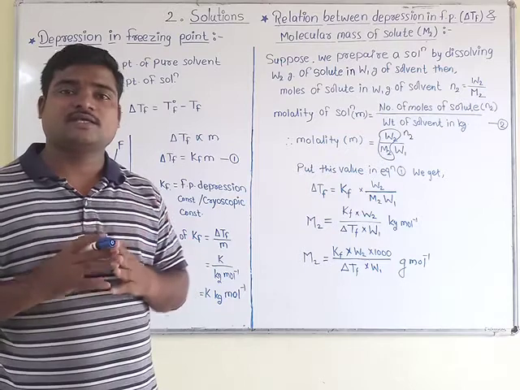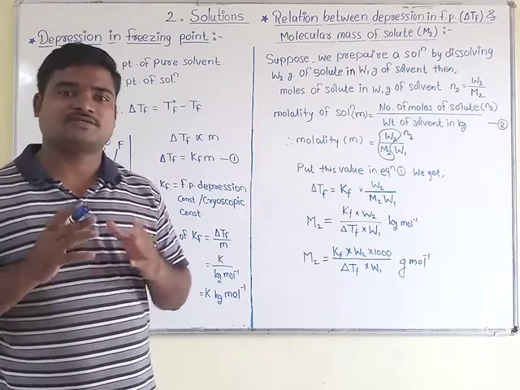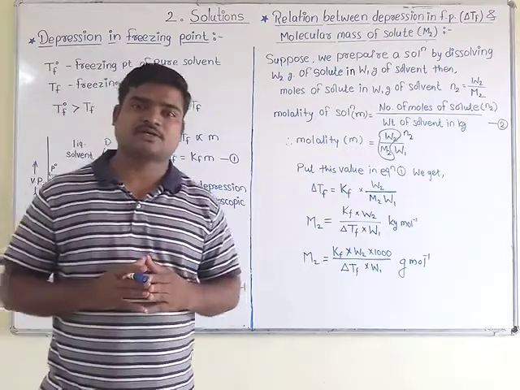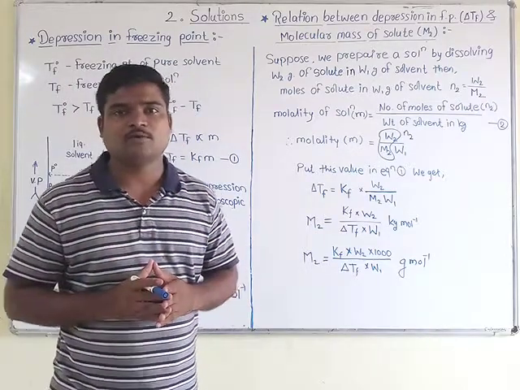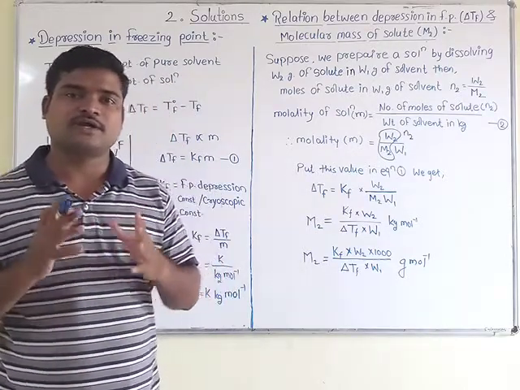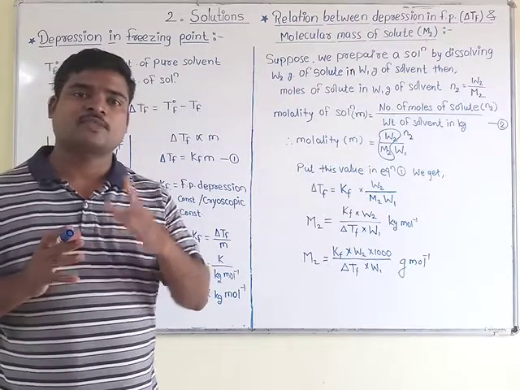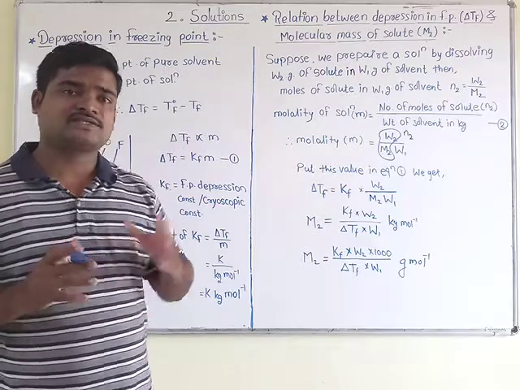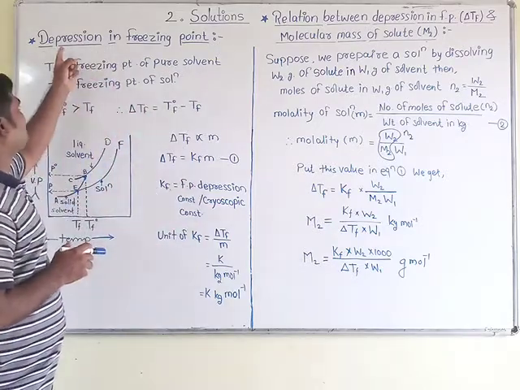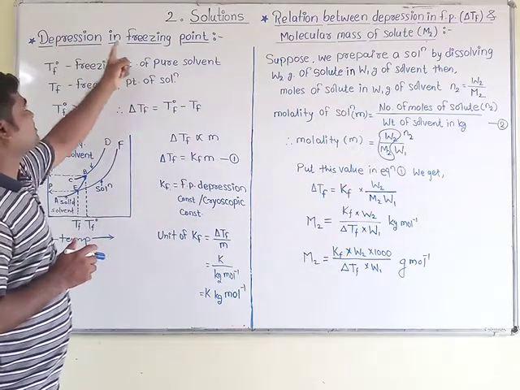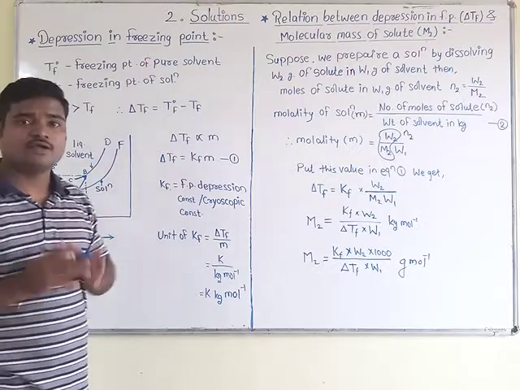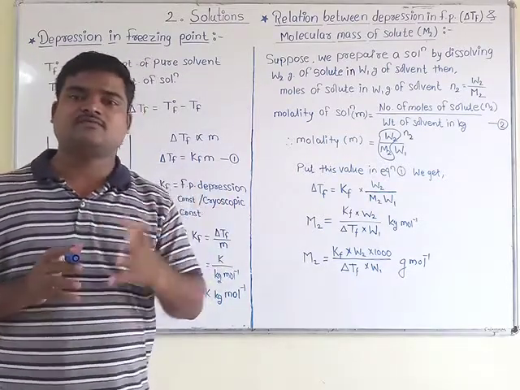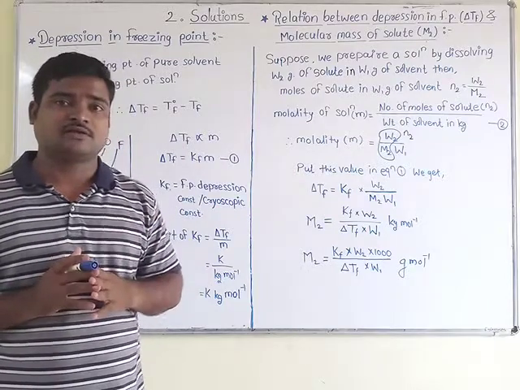Now we have already seen some colligative properties of solutions, that is lowering of vapor pressure and elevation in boiling point. Those two points we have already covered in our last video. But in continuation with those colligative properties, this is our third colligative property, that is depression in freezing point. Now what is meant by freezing point? First of all we will see that, then we will go for its depression.